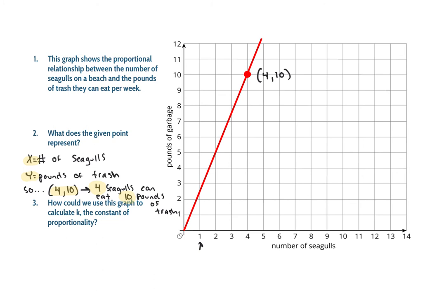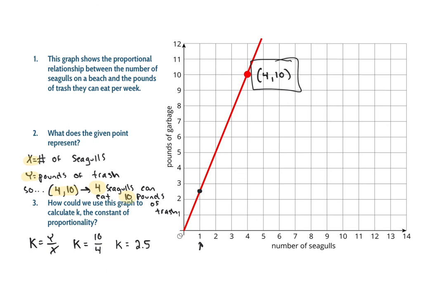We can follow that up, and right here we can see that we have a point that is not at an exact intersection of our grid. You never want to estimate when you are looking at graphs, you always want to calculate. However, we can use this point, (4, 10), and our formula, k equals y divided by x, to do that calculation. Pause and see what you come up with.